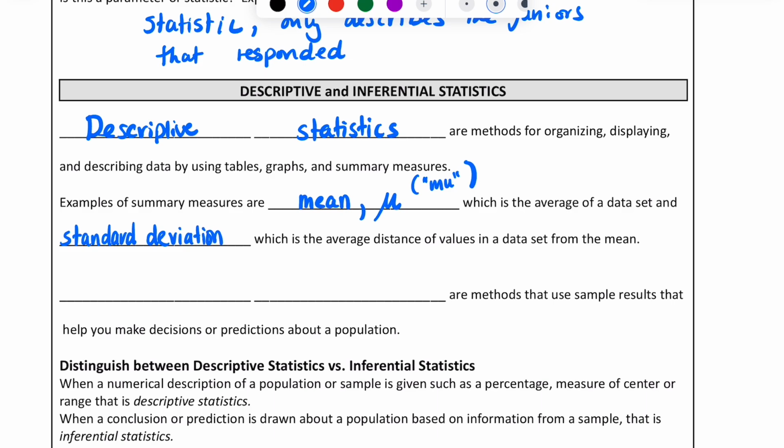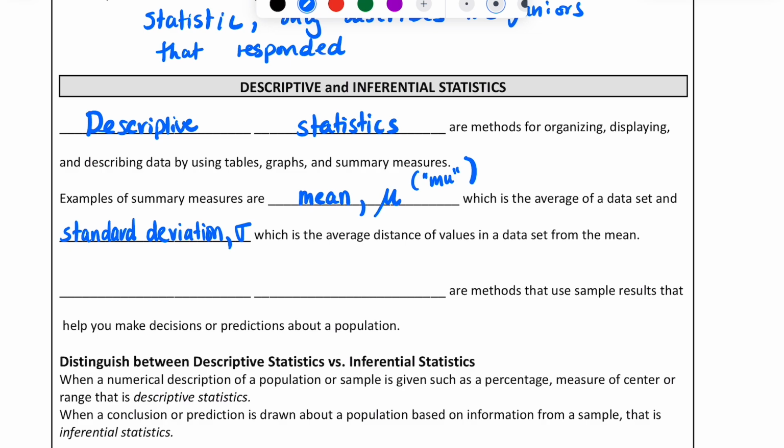Standard deviation uses the symbol sigma, which is also a Greek letter. So sigma, which is the average distance of values in a data set from that mean. And we'll talk more about that here in a sec.